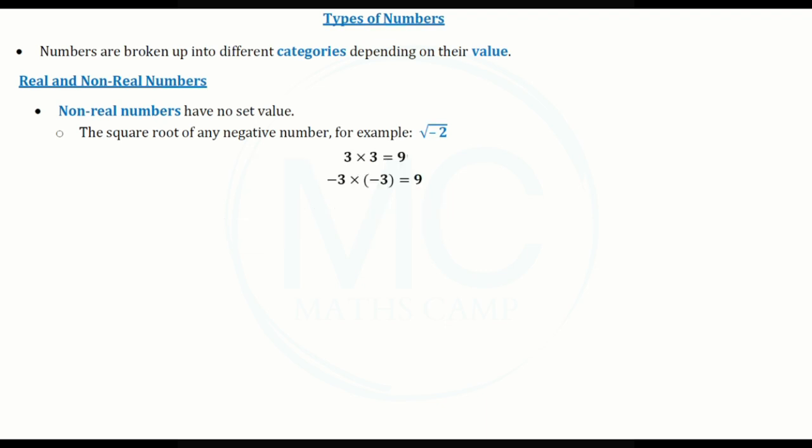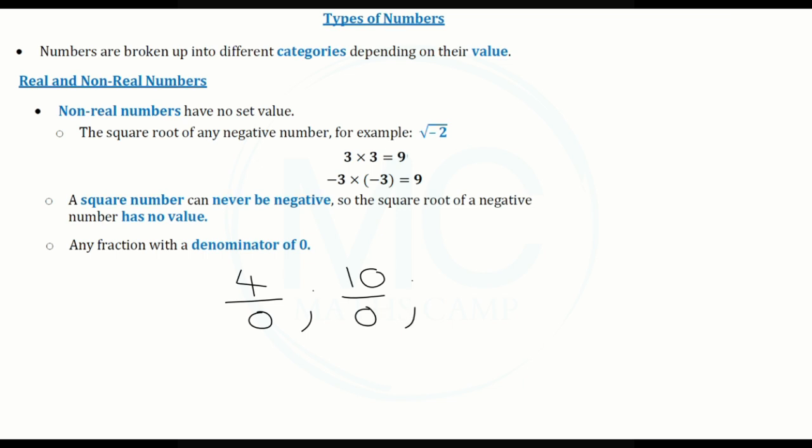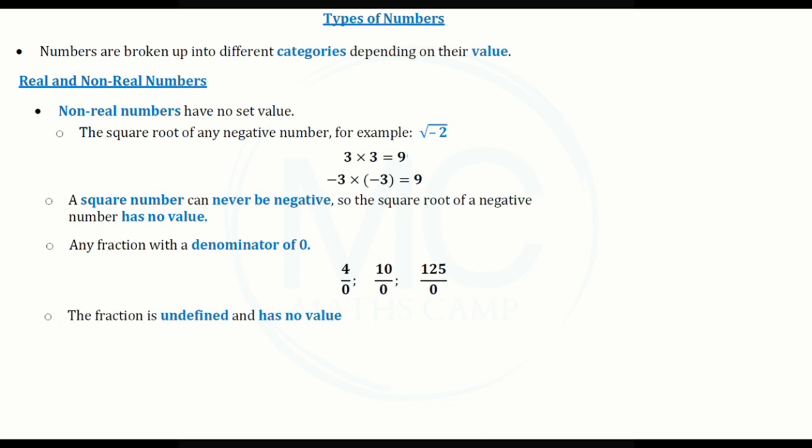As you can see, a square number can never be negative. So the square root of a negative number has no value. Another example of a non-real number is any fraction with a denominator of 0. We can have 4 over 0. We can look at 10 over 0, or even 125 over 0. It does not matter what the numerator of the fraction is. If the denominator of the fraction is 0, the fraction is undefined and has no value. So it is a non-real number.